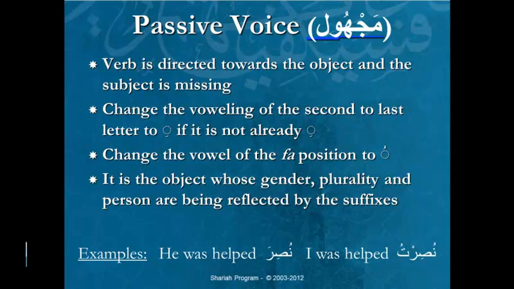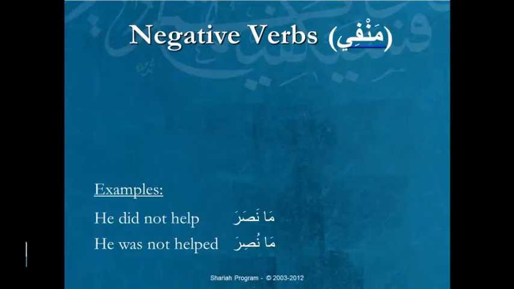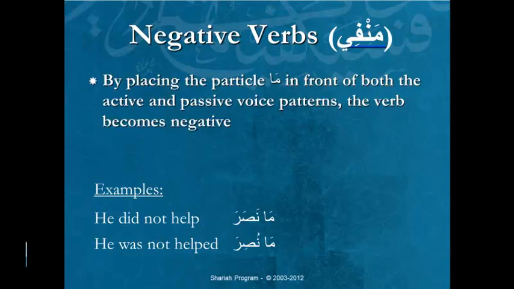Okay, now we have 2 of them. We have fa'ala and we have fu'ila. Fa'ala is the model for the active and fu'ila is the model for the passive. If you want to make it negative, then what you would do is you would put a ma at the front of both of those. Ma nasara, he did not help. Ma nusira, he was not helped. And that's pretty much it.